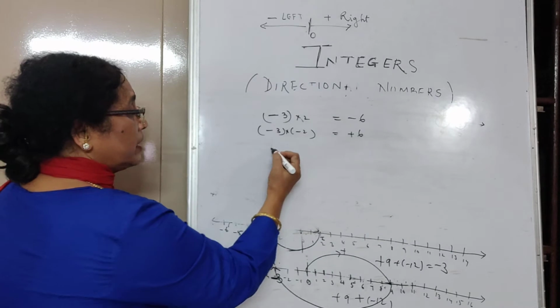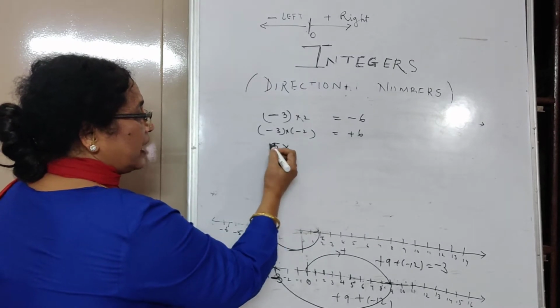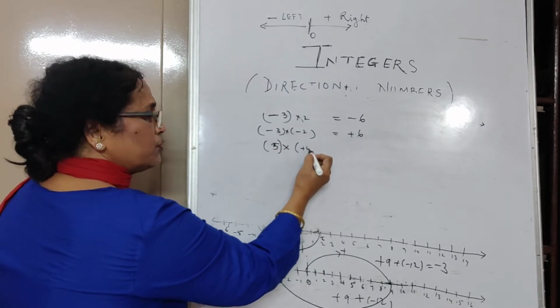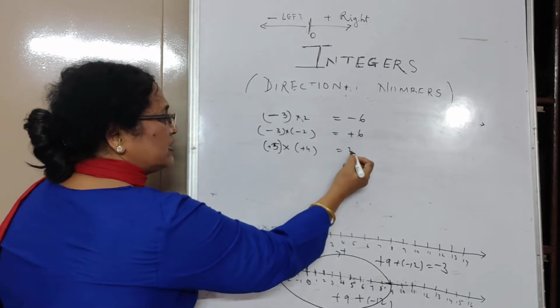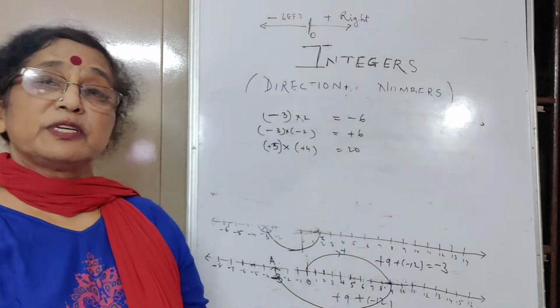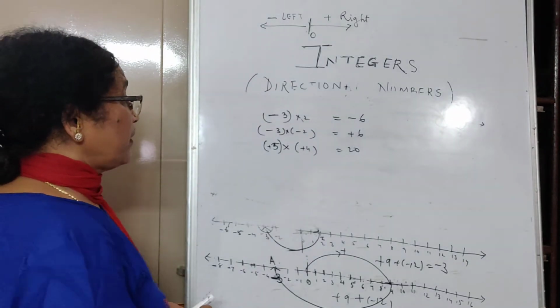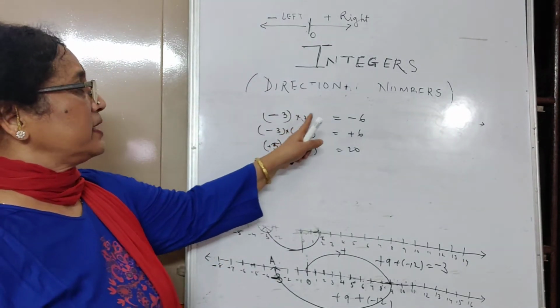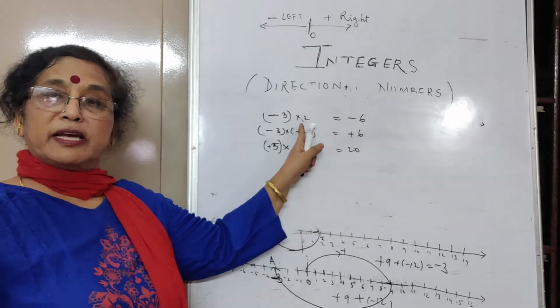Then you have a plus 5 and a plus 4. You don't have to write the plus. You have done this. 5 fours are 20. You didn't bother whether both were plus. You knew it was plus. Okay? And then you see plus into minus. You multiply the 2 numbers and put minus.